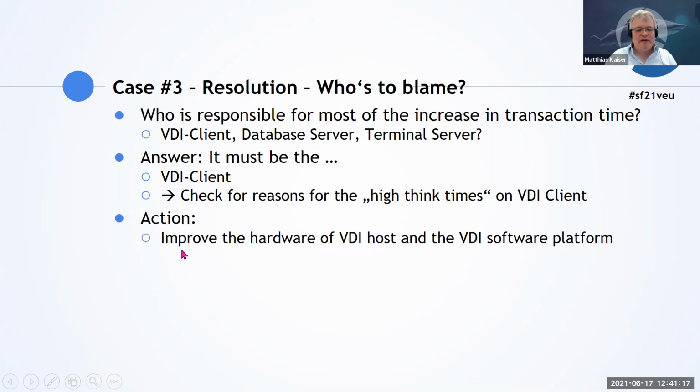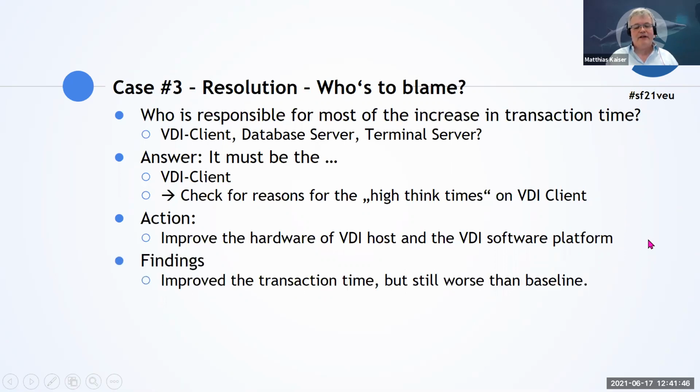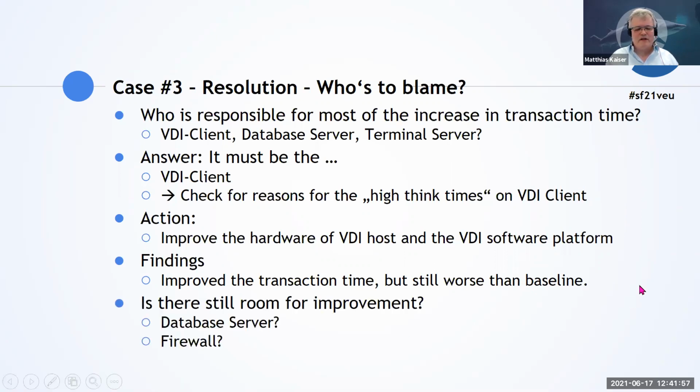So the idea was, now let's look at the hardware of the VDI host and the software platform. So the service provider was under severe pressure. Okay, I see a couple of things already in the chat. Now, actually, they tried to improve the VDI host on a test platform, and that really helped. But it still was worse than the baseline. So it helped, but it didn't solve all of our problems.